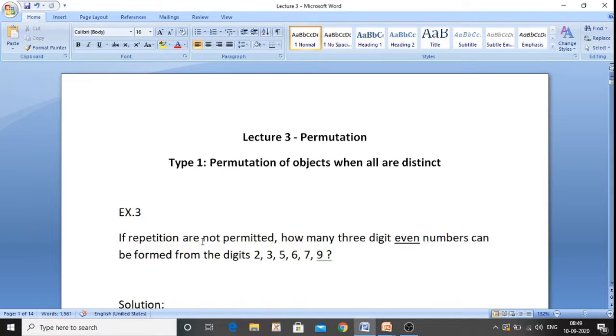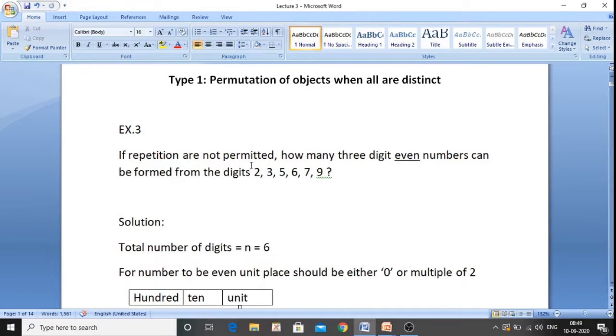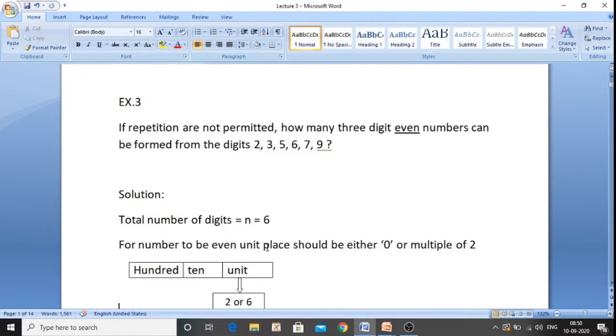See the first example of this lecture. If repetition is not permitted, how many 3-digit even numbers can be formed from the digits 2, 3, 5, 6, 7 and 9? Now we want to know the total number of digits. So total number of digits counted: 1, 2, 3, 4, 5 and 6. So total number of digits is equal to 6. Now we want the number to be formed to be 3-digit. That means we have hundreds place, tens place and unit place. The second condition is that an even number should be formed.